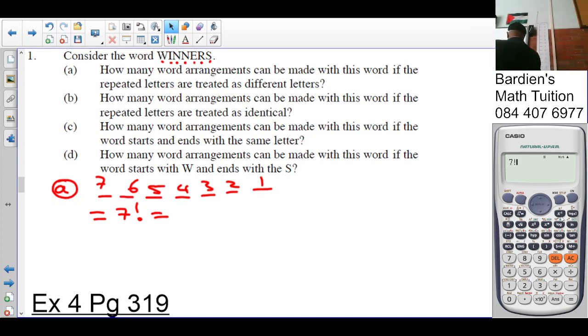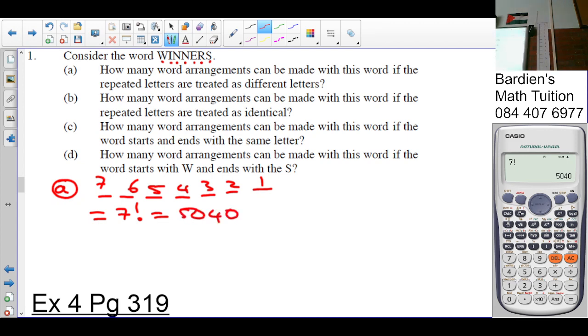Okay. So that's 7 factorial, so it's 5040. You all okay with that? Okay, just check there, if I'm right. Okay. Let's look at B. How many word arrangements can be made with this word if the repeated letters are treated as identical letters? Is that the formula? Yes.